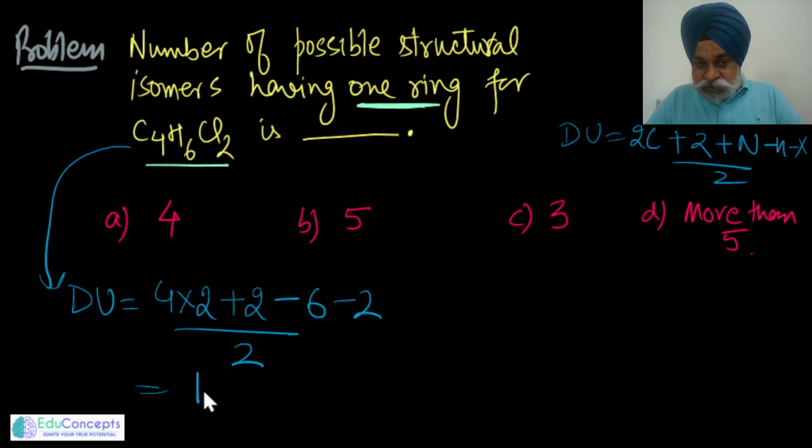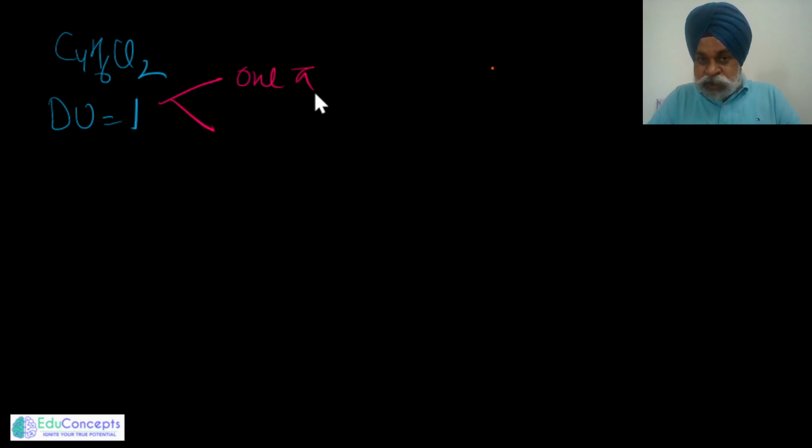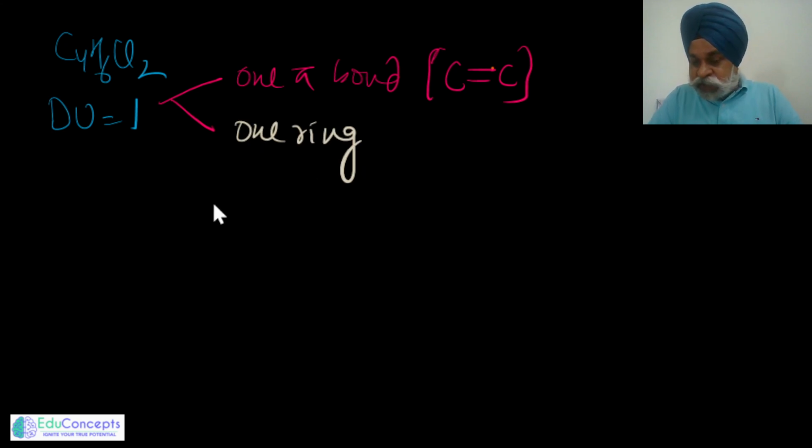Now what is the formula? C4H6Cl2. Now the degree of unsaturation, how much did it come out to be? It came out to be 1. So that means this compound either would have 1 pi bond, and that pi bond would be in a C double bond C, or it may have one ring. And he is asking us about the ring.